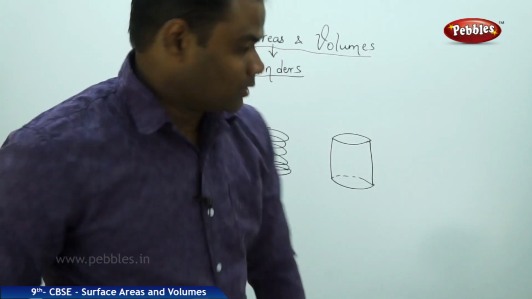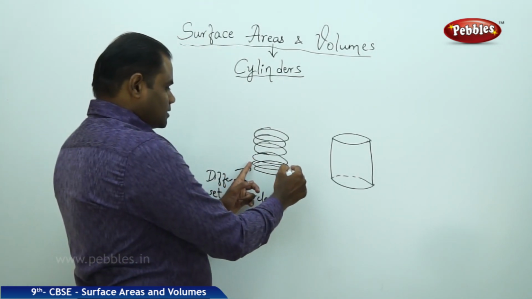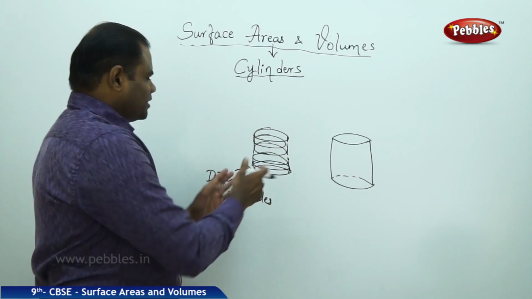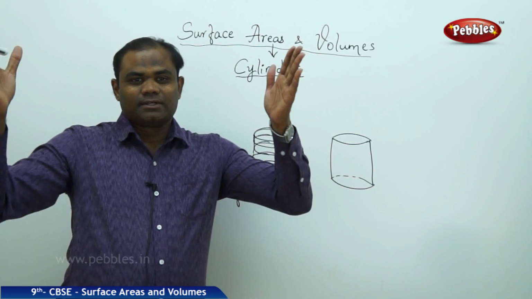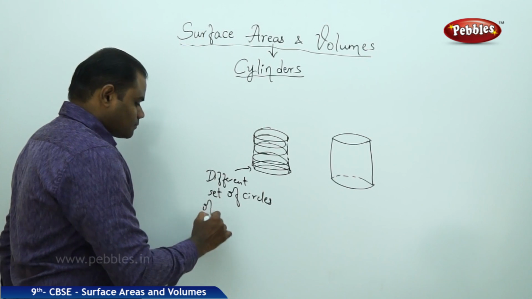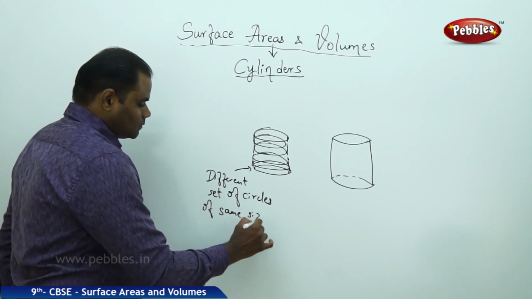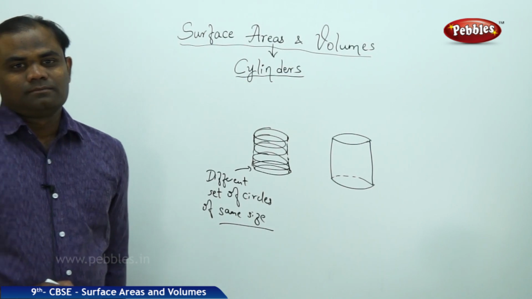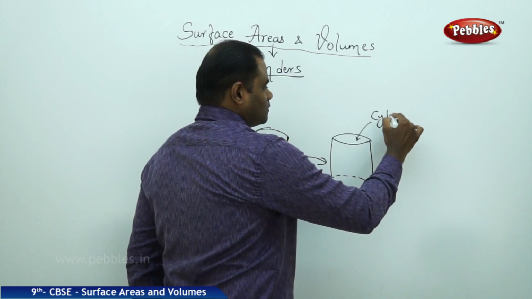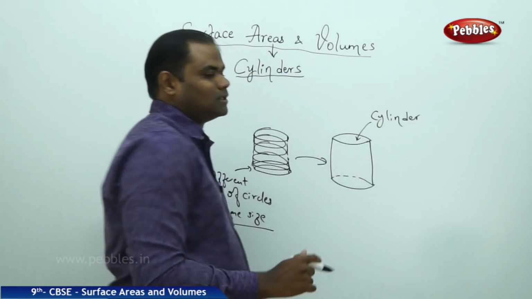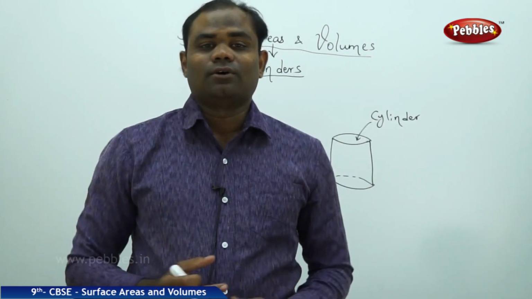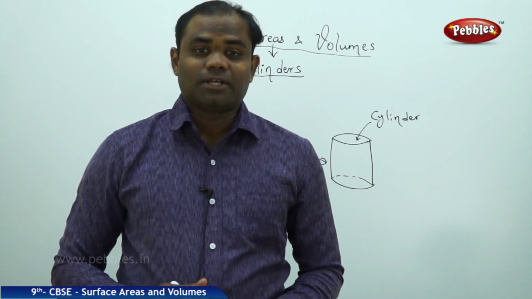So as we come through the model, I see that all the circles which form the cylinder have the same size, and therefore it constructs a straight figure which is called a cylinder. A different set of circles of the same size, to be noted down, forms a three-dimensional object which is called a cylinder. So a cylinder is built from different circles constructed on each other, of course of the same size.